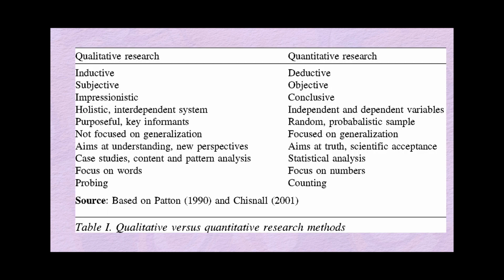So to further differentiate qualitative research and quantitative research, Patton and Chisnall give us this table. Qualitative research is usually inductive, or inductive-deductive, but for quantitative research, the reasoning is deductive. You have large arguments that you build into a hypothesis, and then you test the hypothesis using an experiment or a data gathering procedure that is going to generate numbers, and you test those hypotheses via statistics. Qualitative research is more subjective.